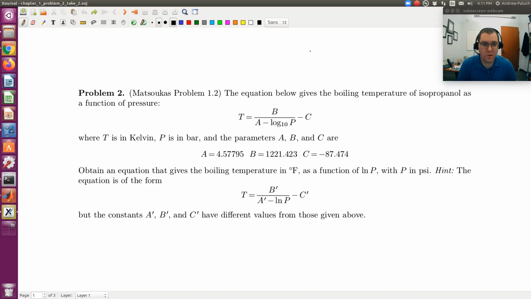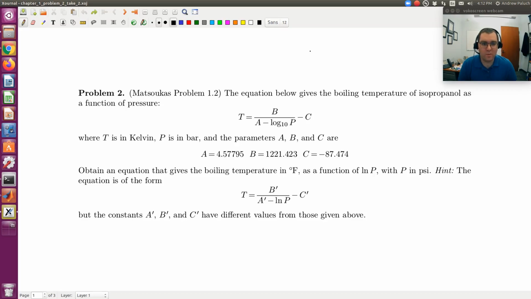So the equation below gives the boiling temperature of isopropanol as a function of pressure, where T is in Kelvin, P is in bars, and the parameters A, B, and C are as follows. Obtain an equation that gives the boiling temperature in degrees Fahrenheit as a function of log P, natural log of P, with P in PSI. Hint, the equation is of the form of that, but the constants A prime, B prime, and C prime have different values from those given above.